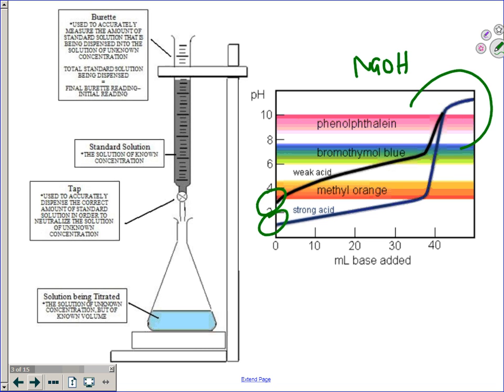At the equivalence point, which is here-ish in the strong, but here-ish in the weak and strong base one. First of all, the equivalence points are different, but they end at the same place because I have now excess sodium hydroxide, which takes over the pH. It definitely controls the pH from there on out since it's in excess, and therefore it pushes the pH to very basic.